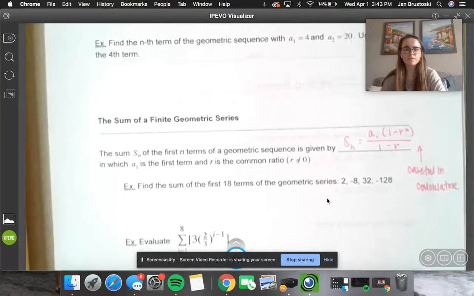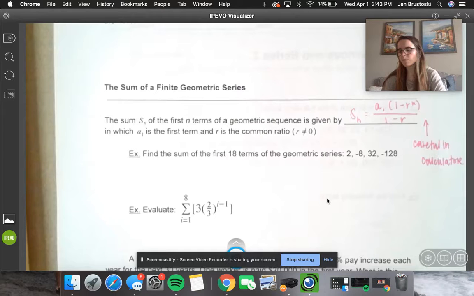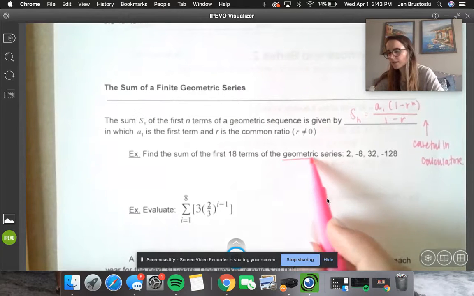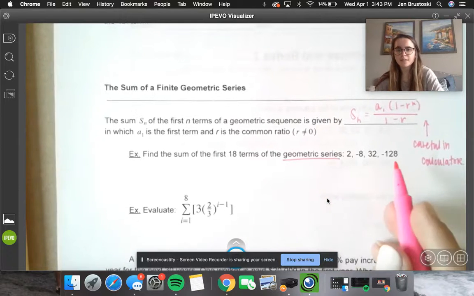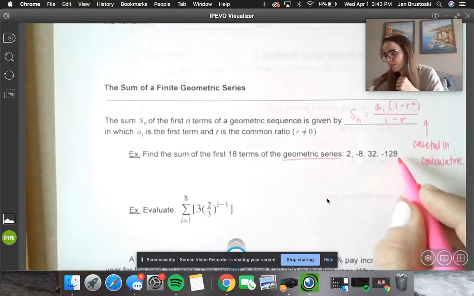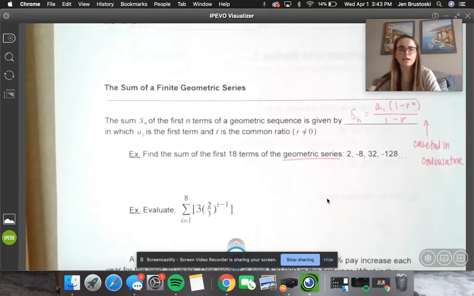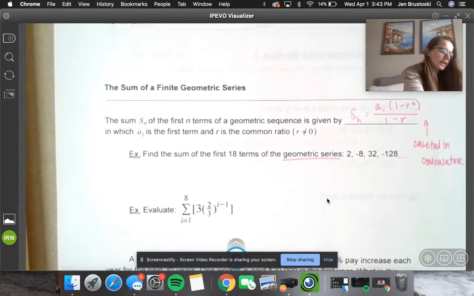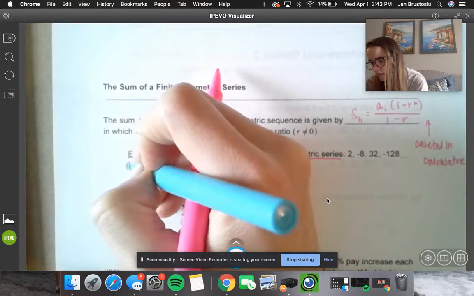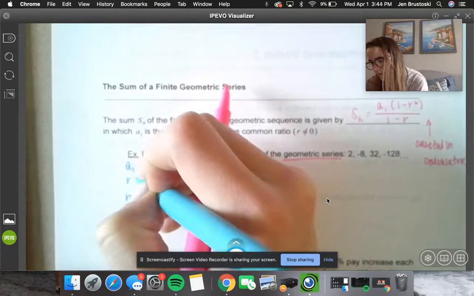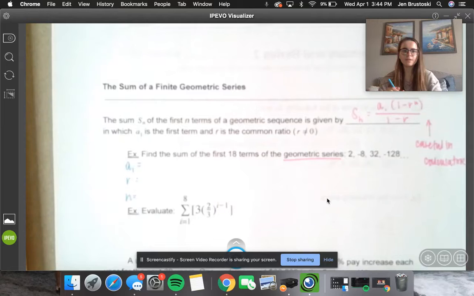Okay, so we're finding the sum of the first 18 terms. It's given to us that it's a geometric series, and it keeps going, but we only want the first 18, so that's how we know that it's finite. Looking at this equation, I need three things: a sub 1, r, and n. A sub 1 should be easy to find.